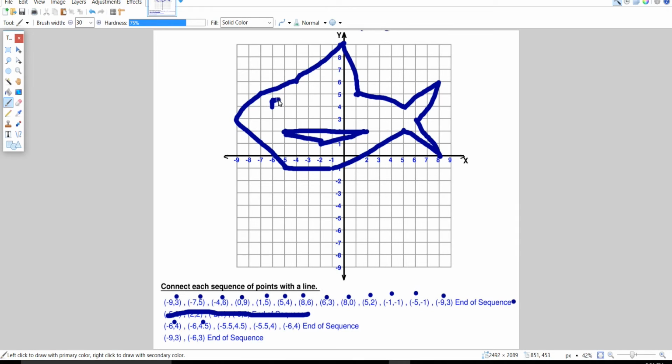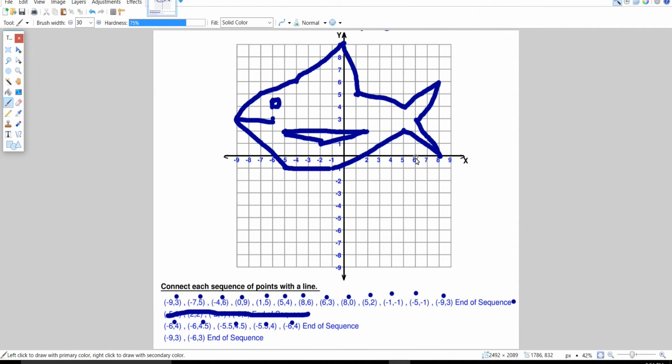We'll connect that line and finish up with negative 5.5 and 4. And I don't think you even really need this sequence of coordinates in order to tell you that your final coordinate belongs right there. The final sequence starts at negative 9 and 3 and ends at negative 6 and 3. We'll draw our dot, connect it, and we got a nice neat little answer as a little fish.